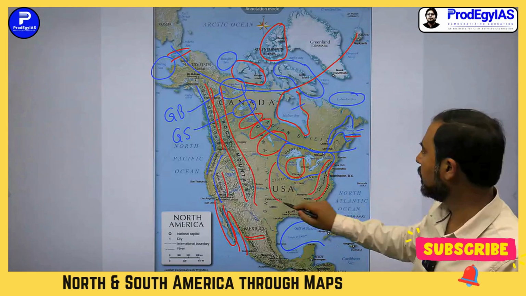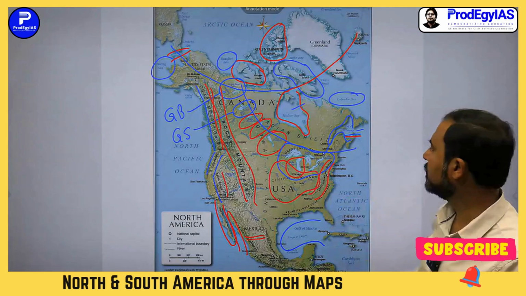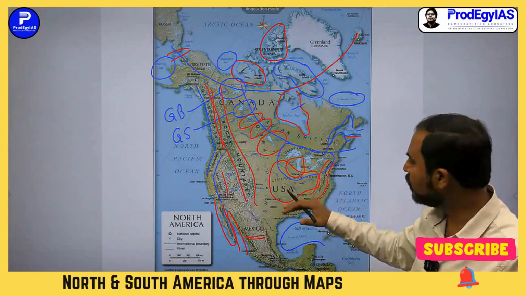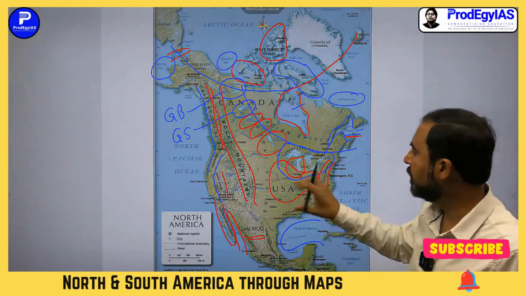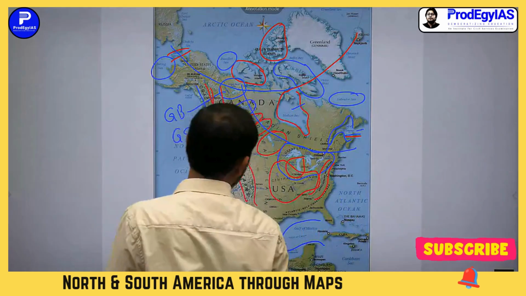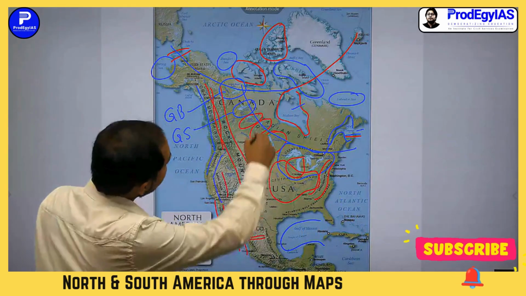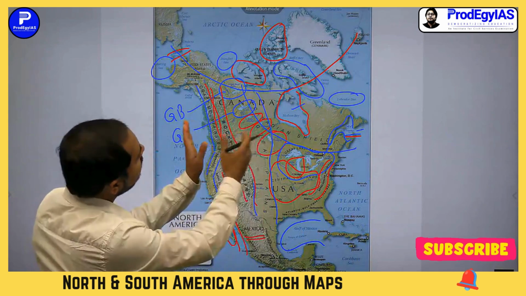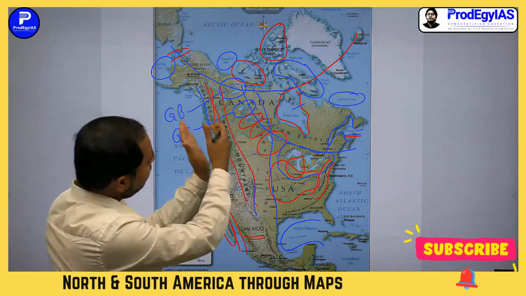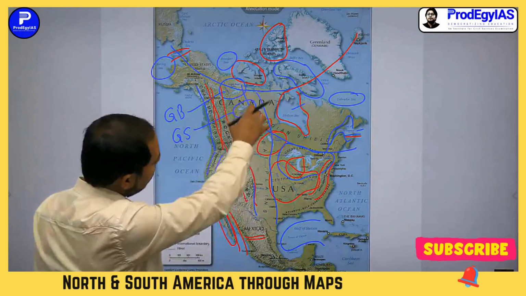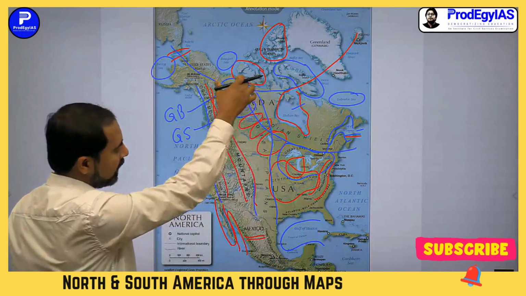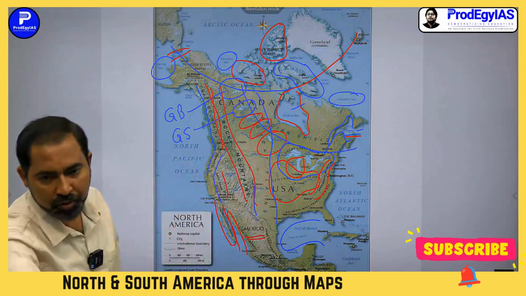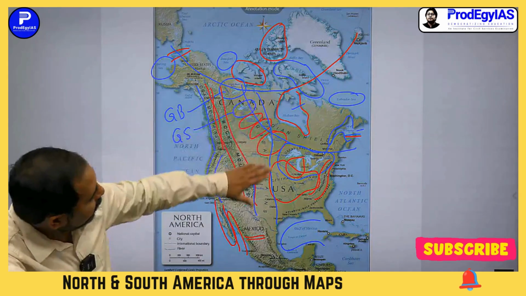This part is called central lowland. Just south of the lake region is the central lowlands. And this middle part, starting from here to here, means the land just east of Rockies is known as the Great Plains, starting from Canada down to USA. So this is the Great Plains area.